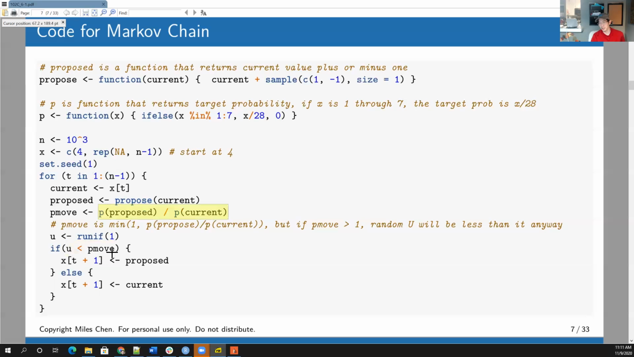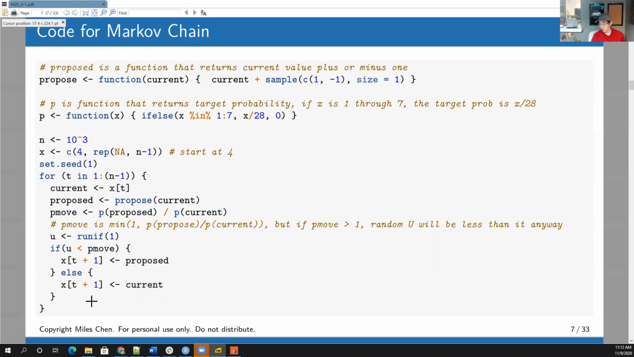So I don't actually have to do the min. I could, but it's unnecessary. Okay, so if U is less than P move, we're going to accept the proposed value. So X at time T plus 1 becomes the proposed value. We're going to take the proposed value and store it into X at time T plus 1. Otherwise, we're going to take the current value and store it at X at time T plus 1. So X at time T plus 1 will just be the current value.